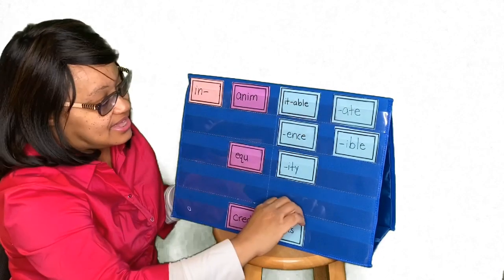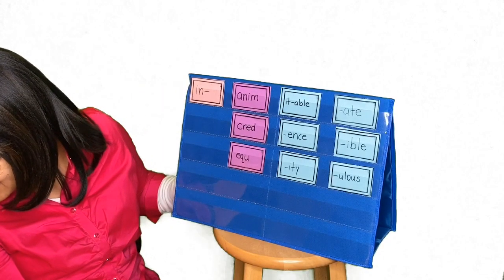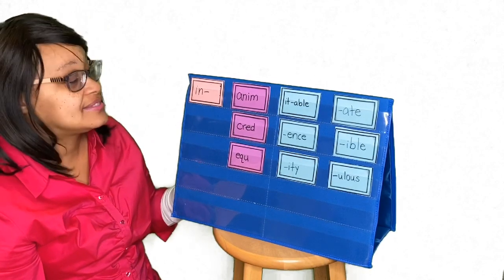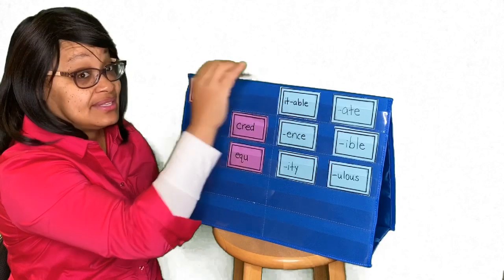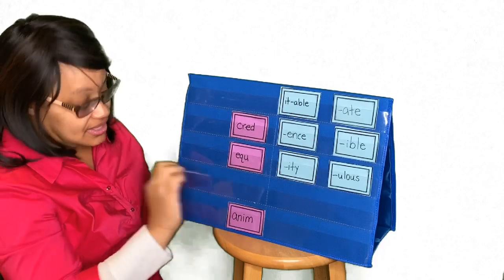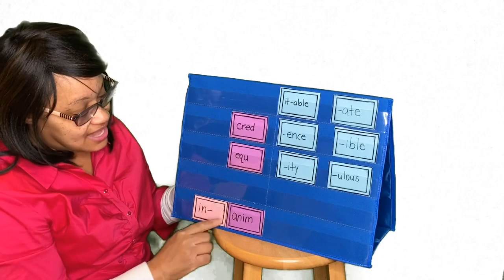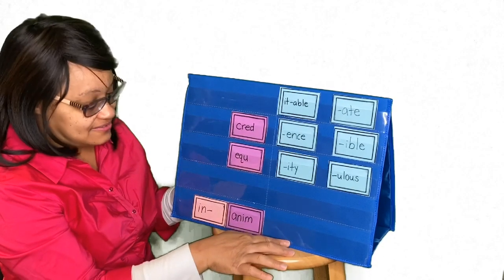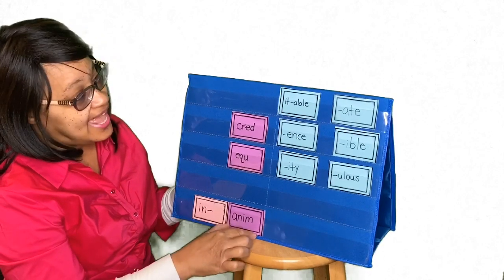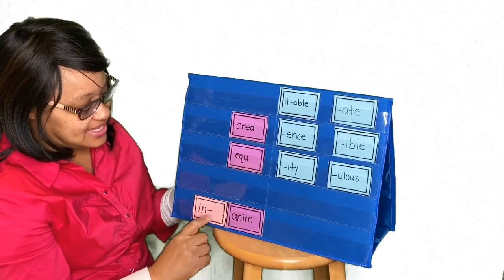Okay, let's try another one. Let's try not filled with life, or motionless. Now we know that anim means life, so not filled with life, in, not, and now we're using our prefix in, not filled, and then we need a suffix, because that doesn't make any sense. So is it inanimatable? Inanimatable. Oh, that doesn't even sound right.